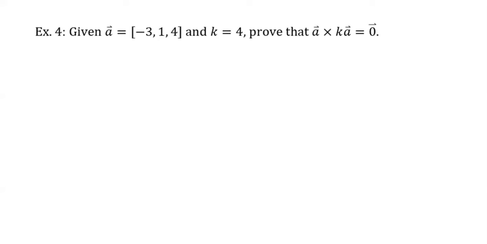So to find KA first, we do -3 times 4, which is -12, 1 times 4, which is 4, and 4 times 4, which is 16. And whether I do A cross KA or the other way around, KA cross A, it's the same thing. But this tells me to do A cross KA, so I'm going to do that. So again, writing these out, A is 1, 4, -3, 1, and KA is 4, 16, -12, 4.